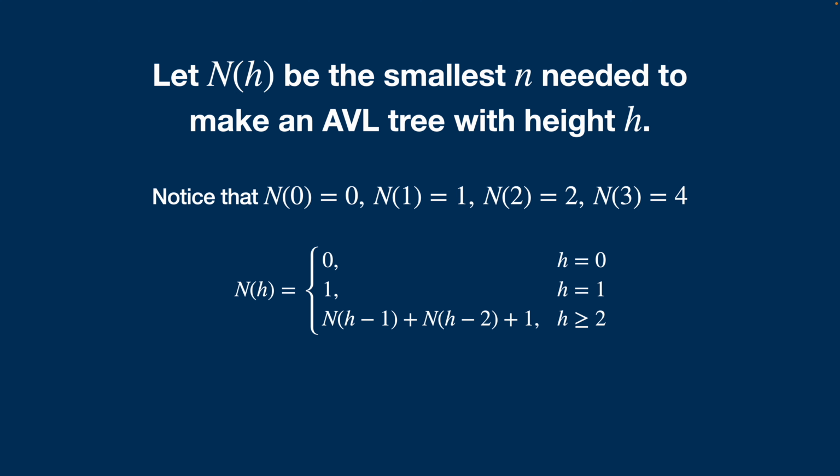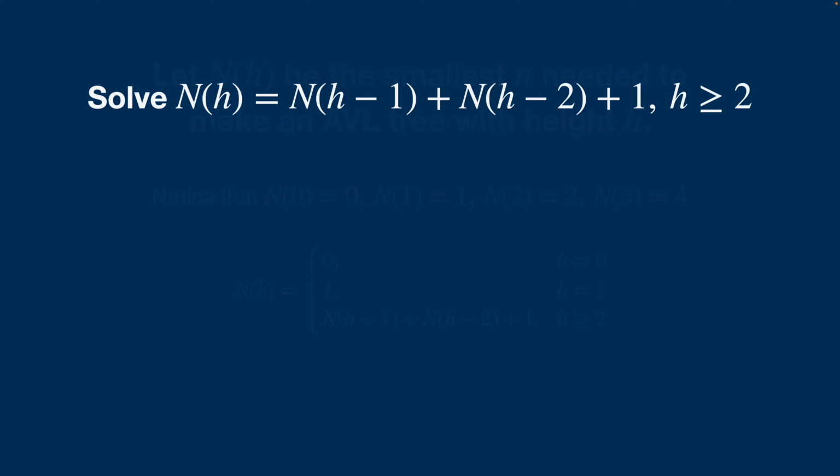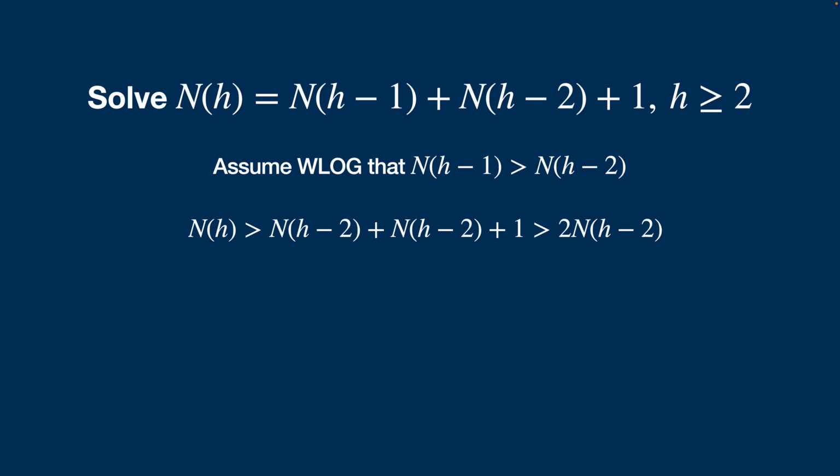So now that we have this recurrence, we can solve it. And this is a bit easier than it looks, so I do suggest giving this a try yourself. But if you have no experience with this, you can just take a look at how I do this. So first, I'm just going to assume, without loss of generality, that N of h minus 1 is greater than N of h minus 2, right? We're just picking one of the subtrees and saying that one's larger. And then from there, I'm just going to plug that assumption into my current recurrence.